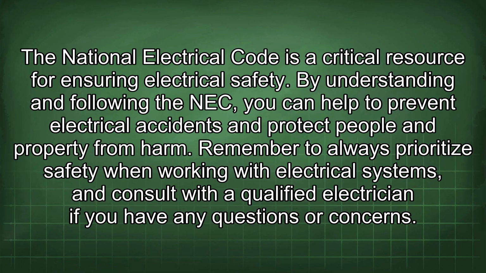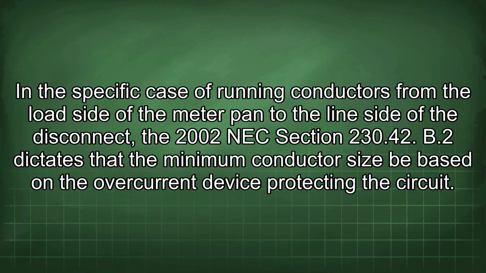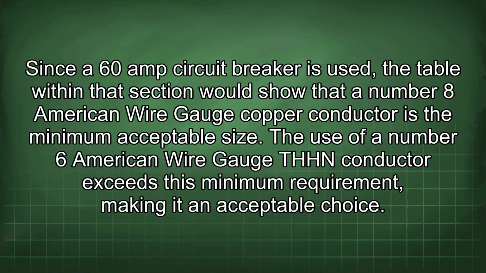In the specific case of running conductors from the load side of the meter pan to the line side of the disconnect, the 2002 NEC section 230.42(B)(2) dictates that the minimum conductor size be based on the overcurrent device protecting the circuit. Since a 60 amp circuit breaker is used, the table within that section will show that a number 8 American Wire Gauge copper conductor is the minimum acceptable size. The use of a number 6 American Wire Gauge THHN conductor exceeds this minimum requirement, making it an acceptable choice.